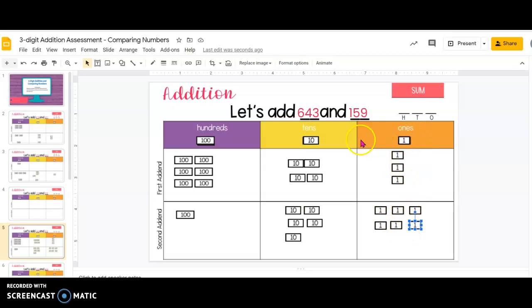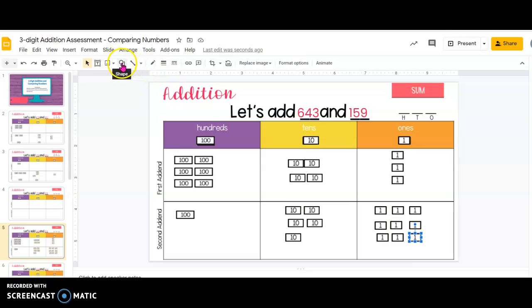Oh, sorry, because I need 9 here. I didn't finish. Sorry, my mistake. I have 159, not 156. Let's count again. Sorry. 1, 2, 3, 4, 5, 6, 7, 8, 9, 10, 11, 12.